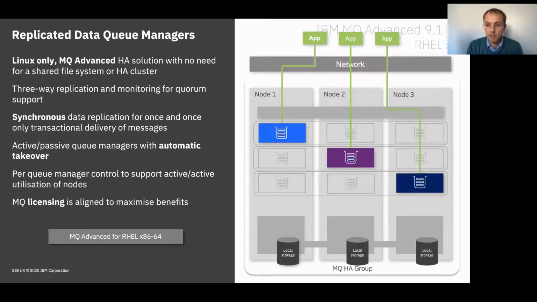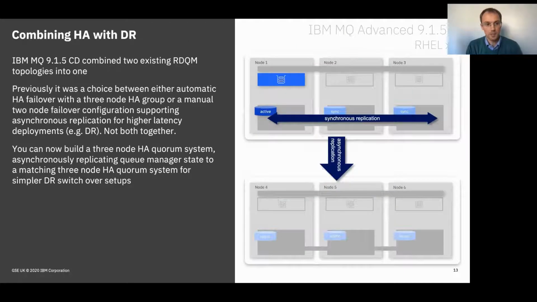You can actually then have multiple queue managers in this environment, so you can make best use of the resources of those nodes, with each queue manager moving independently between the nodes. This provides a great framework for having high availability for both individual queue managers and groups of queue managers that support an active-active workload for applications. That was released in the 9.1 long-term support release.